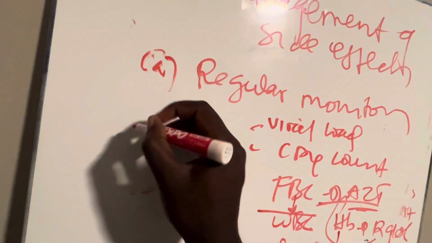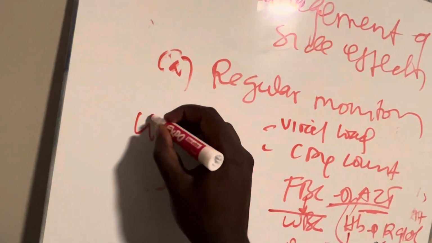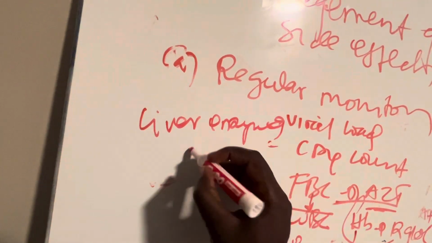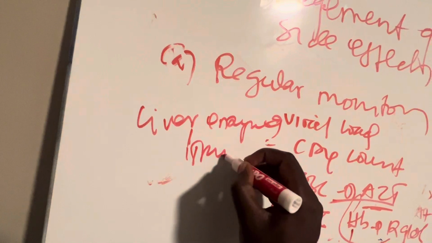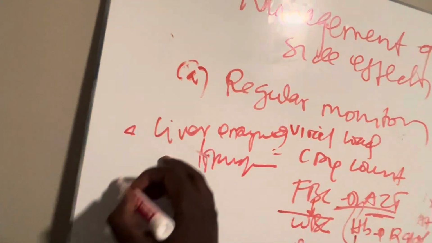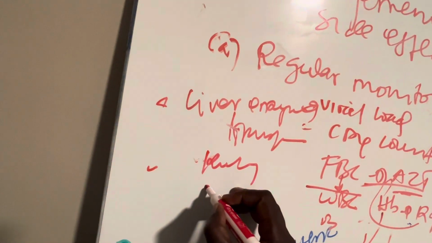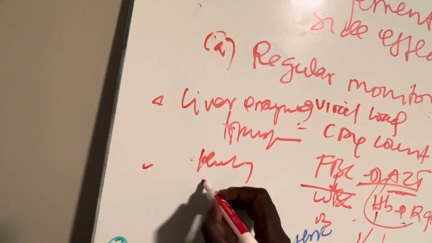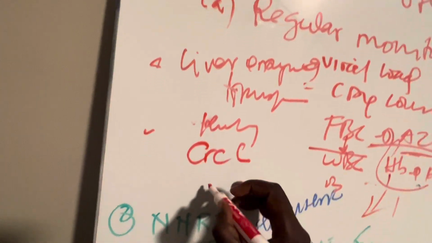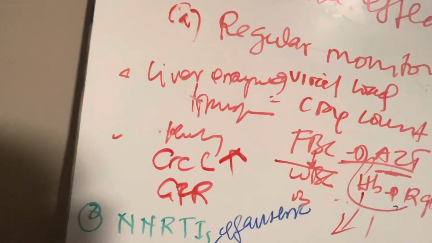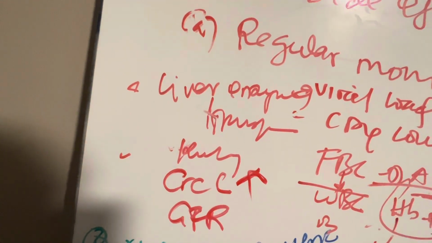And also check the liver enzymes, those should be the transaminases, I've forgotten them. And check the kidney functions. So check the creatinine and the glomerular filtration rate. These are indicators that there is toxicity.